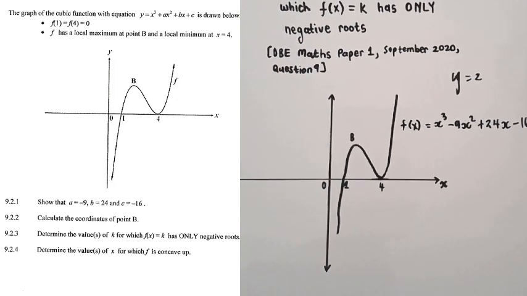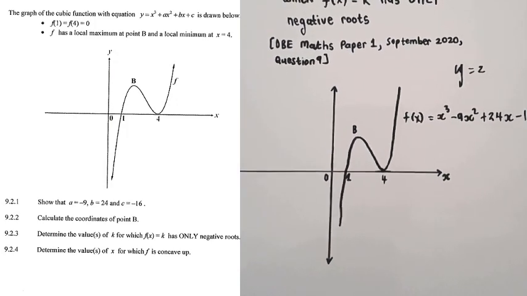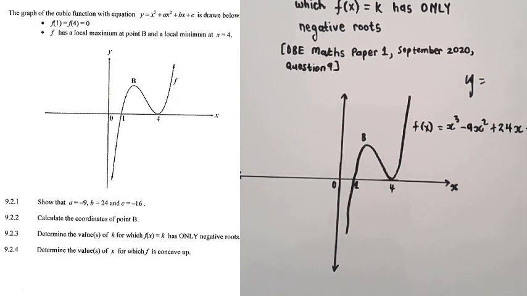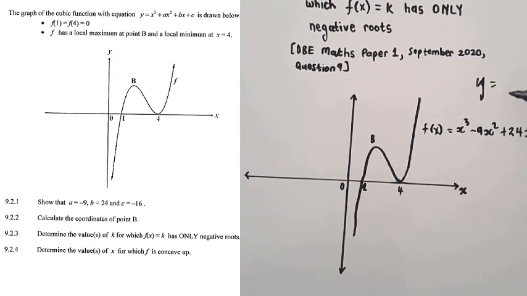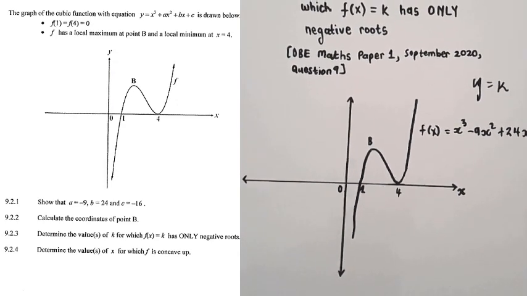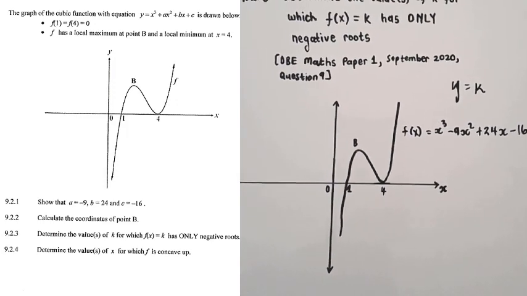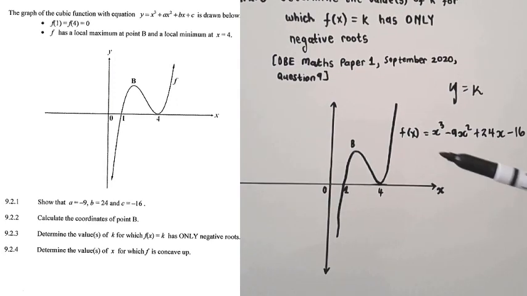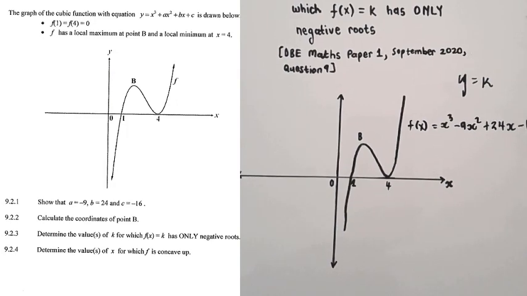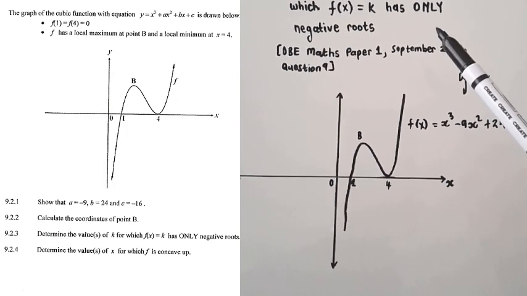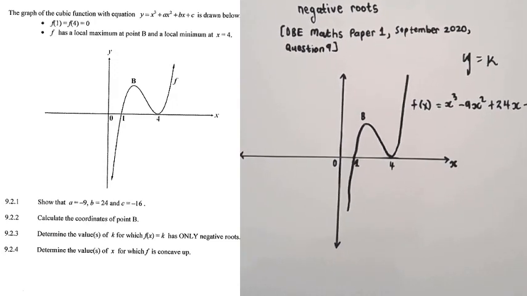So that's the same thing over here. What you have is some unknown horizontal line, y equals k. And what you want to know is when that horizontal line is going to intersect this f of x function. And now here come the conditions: you want only negative solutions when that intersection occurs.